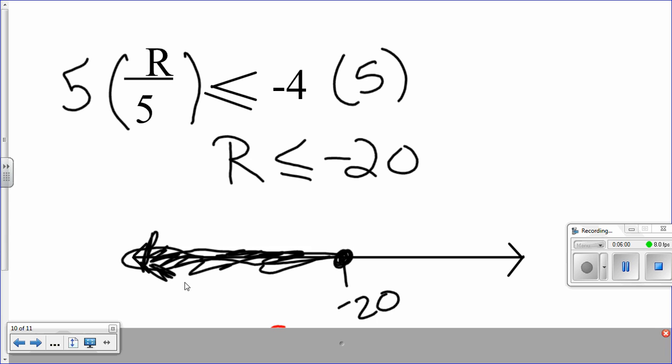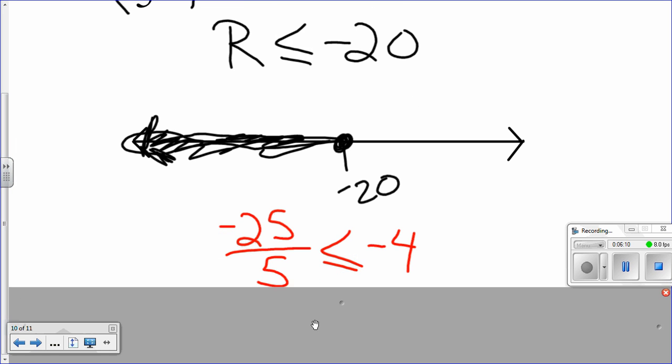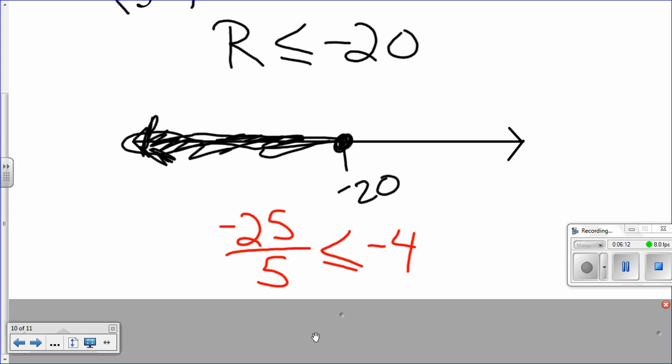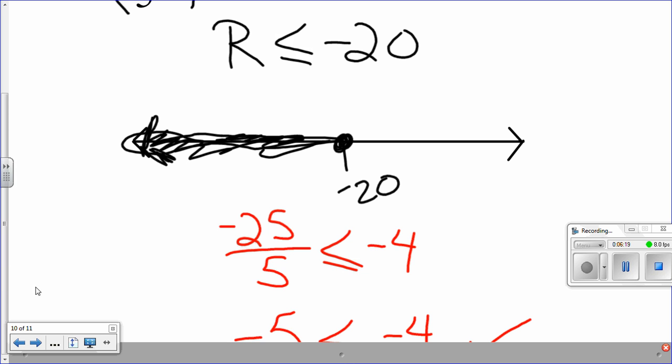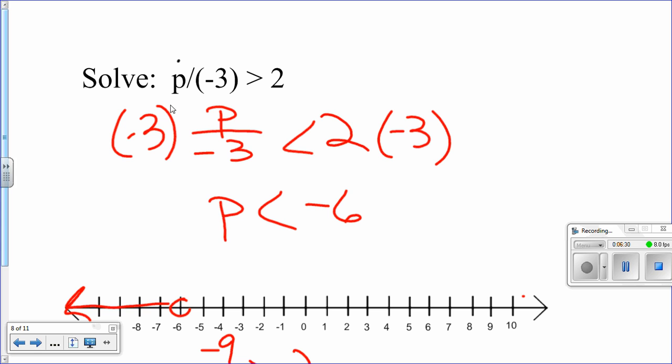Closed circle at negative 20. Yes, my number line got a little sloppy here. And we're going to shade to the left. Pick an answer in the shaded area. Plug it in, make sure it works. Negative 25 divided by 5 is less than or equal to negative 4. And for our answer, we get negative 5 is, in fact, less than negative 4. So it does check.